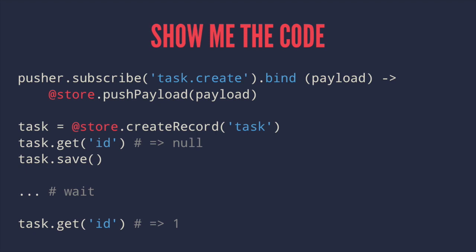It's the same, like the ID at the beginning is not set. Then you save it, and then you wait. Which means that as soon as Pusher sends the data, your task will have its ID, and this is true for any client connected. So you'll have your task with the ID set.